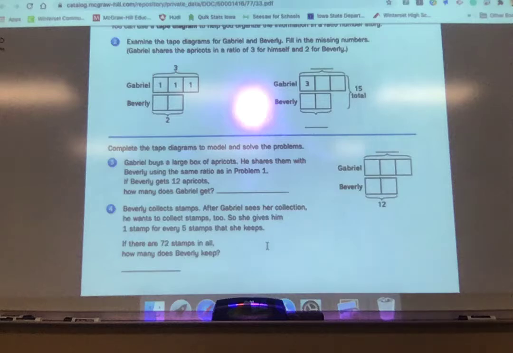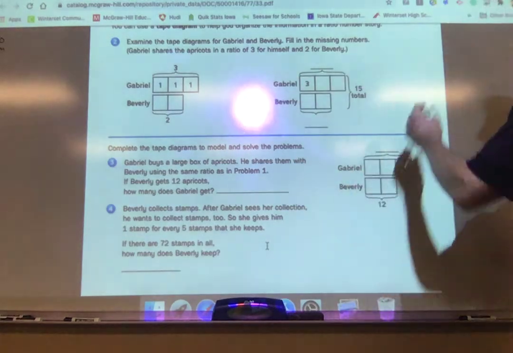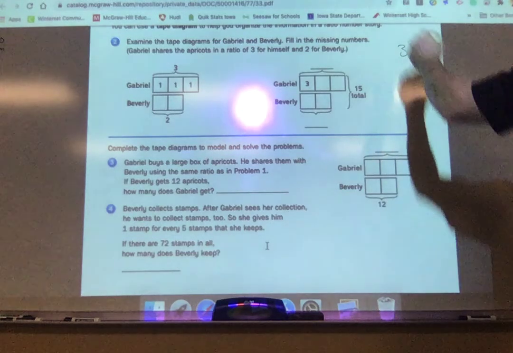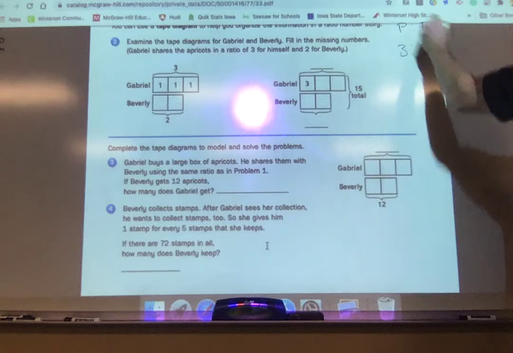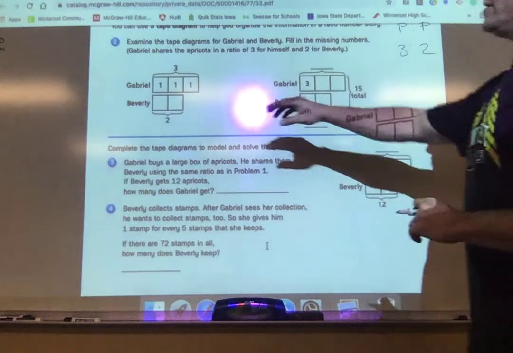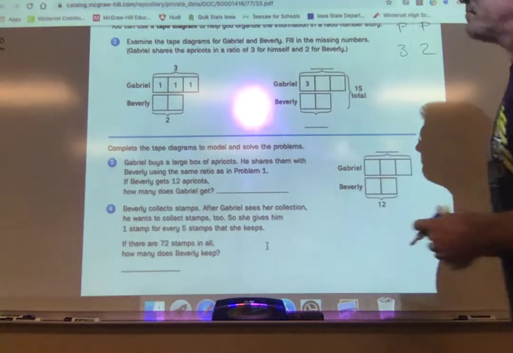What we do in a tape diagram, we're still looking at the 3:2 ratio from Gabriel to Beverly. Okay, and again, that's part to part, because we're talking about Gabriel to Beverly. We don't have the total in there, the whole. Okay, so in a tape diagram, if you look, we have things that look like pieces of tape. And we look at their part-to-part ratio.